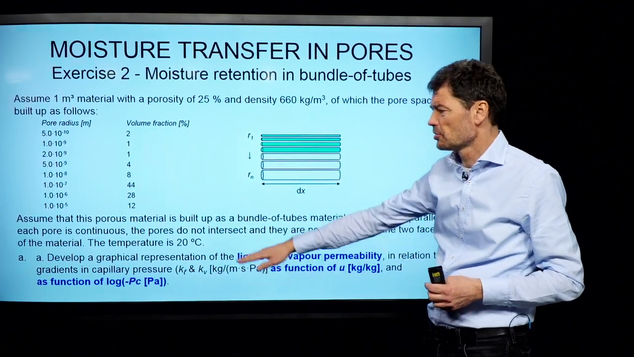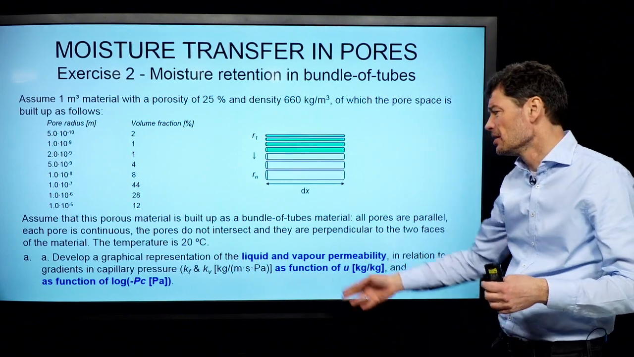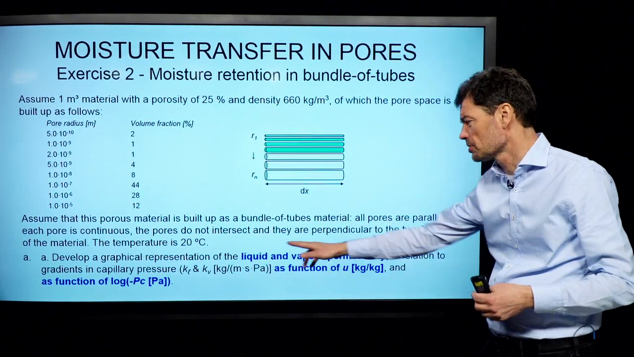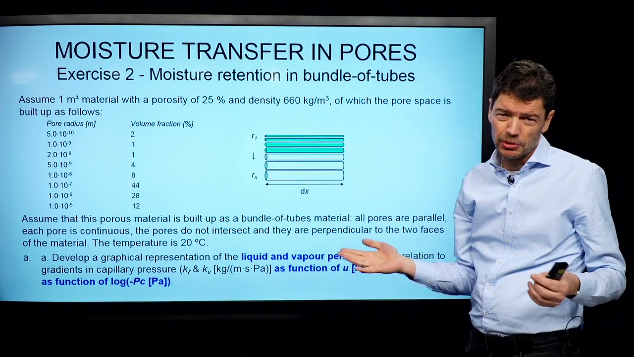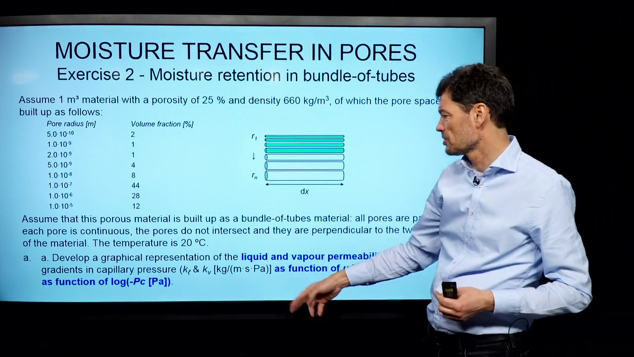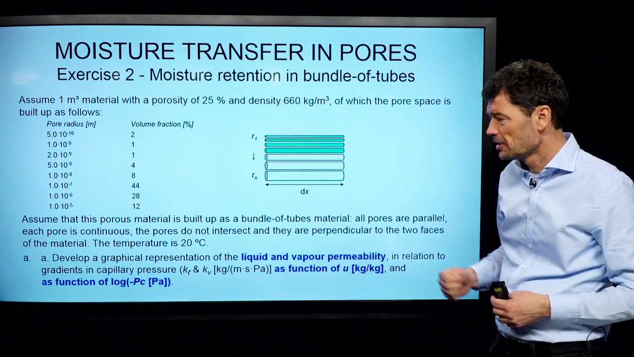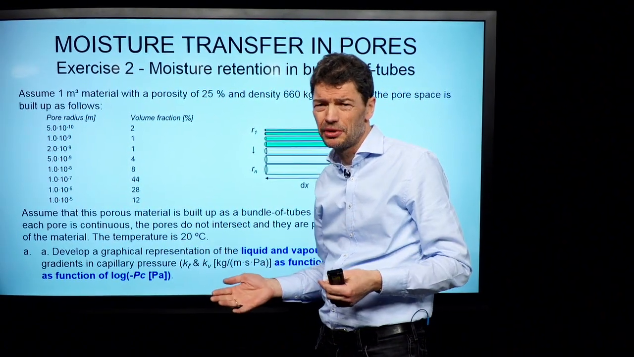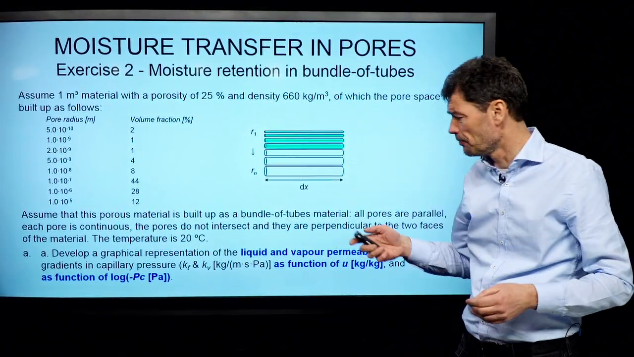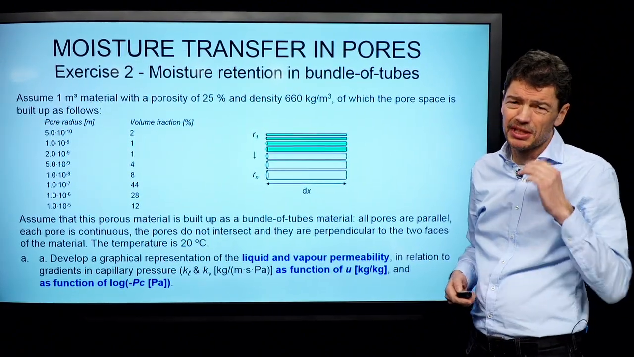So our ambition is to develop a graphical representation of how the permeability for water vapor and for liquid develops. We'll show two curves, how it develops as a function of the moisture content U in the material, but also as a function of the capillary pressure in the water. So it relates to some of the things that we were talking about in the lecture.